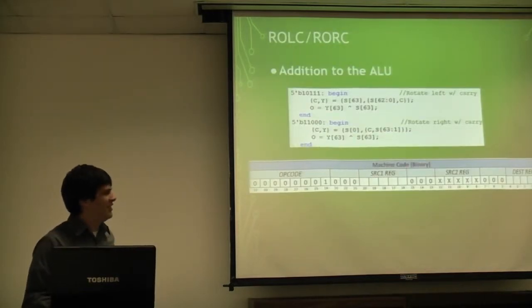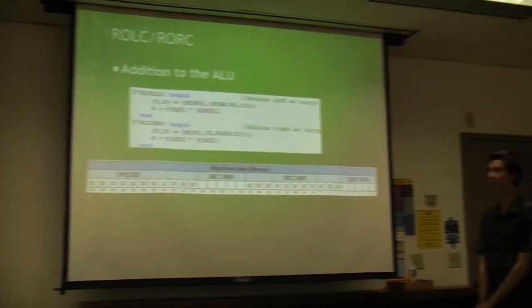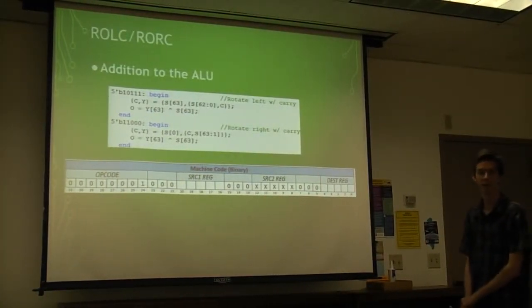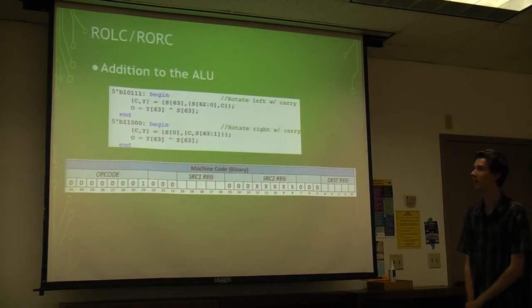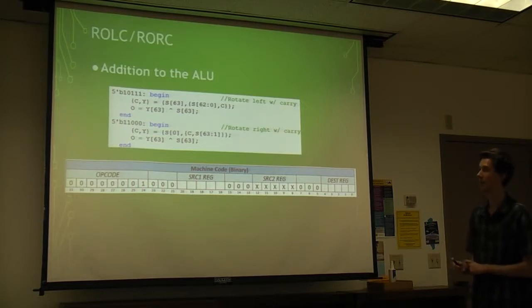So the first types of instructions we added were rotate left with carry and rotate right with carry. In order to implement these, we had to make an addition to the ALU. And for the rotate left with carry, it was just a simple making the rotate through the carry. For left, the most significant bit of the data will go into the carry, and the carry bit would go into the least significant bit of the data. And the exact opposite with the rotate right with carry. And it only needs the source register and destination register in the opcode.